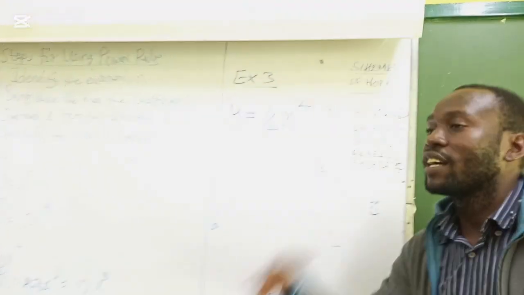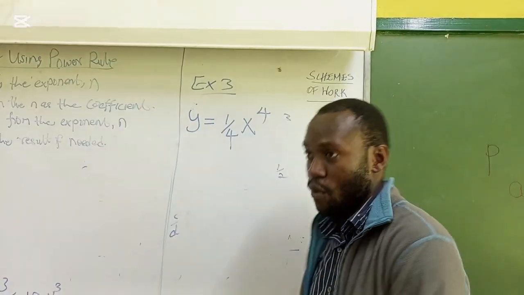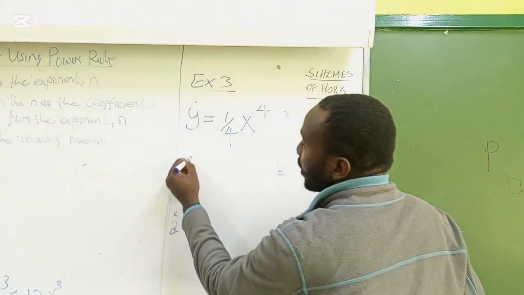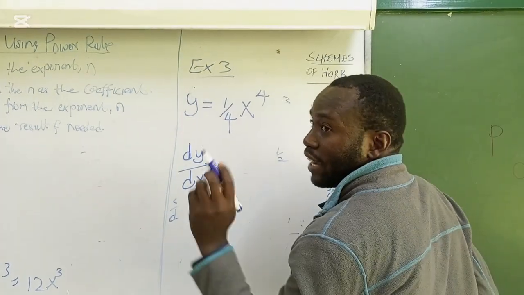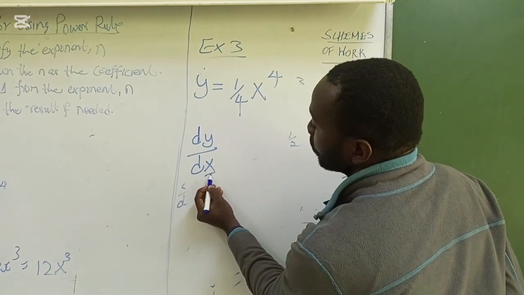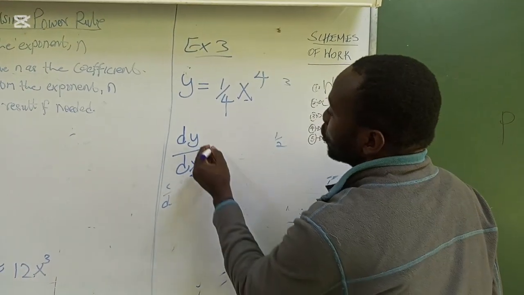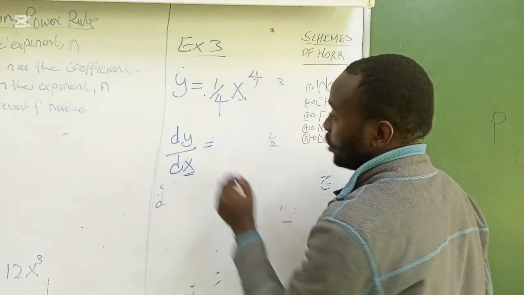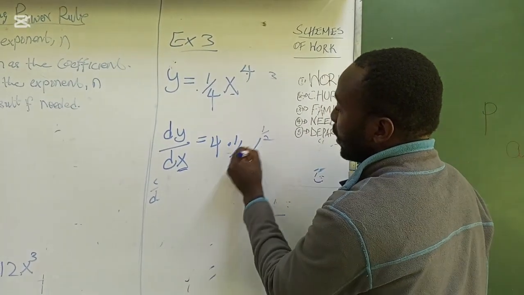So, we have another example. y is equal to a quarter x raised to power 4. So when you differentiate this, it will be dy/dx. I normally write dy/dx because we are differentiating our function with respect to x. So we'll bring the 4 here down as the coefficient. It will be 4 dot a quarter x.